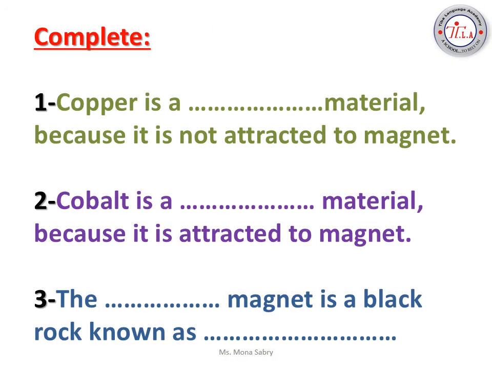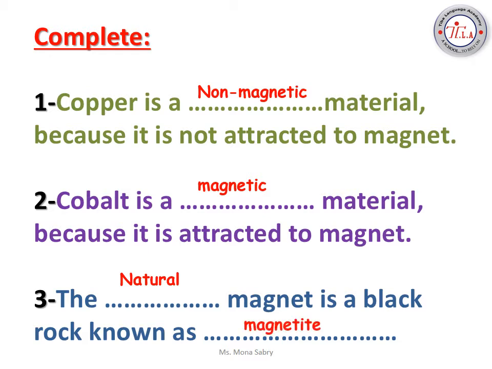Let's practice. Complete number 1. Copper is a dot material because it's not attracted to the magnet. The answer is: copper is a non-magnetic material. Number 2. Cobalt is a dot material because it's attracted to the magnet. Cobalt is a magnetic material. Number 3. The natural magnet is a black rock known as magnetite.